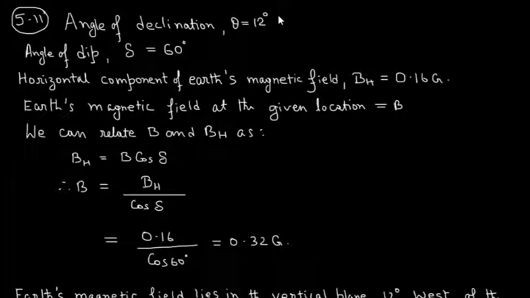Angle of declination theta is equal to 12°. Angle of dip delta is equal to 60°. Horizontal component of Earth's magnetic field B_H is equal to 0.16 G. Earth's magnetic field at the given location is equal to B. We can relate B and B_H as B_H is equal to B cos delta, so B is equal to B_H upon cos delta. Putting the value of B_H and delta, we get 0.16 upon cos 60°, which is equal to 0.32 G.